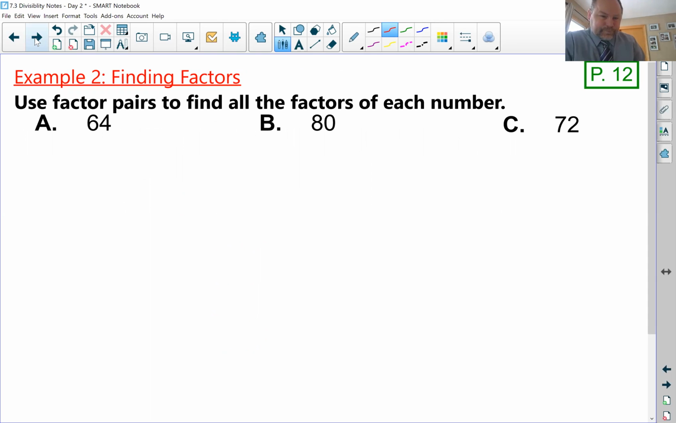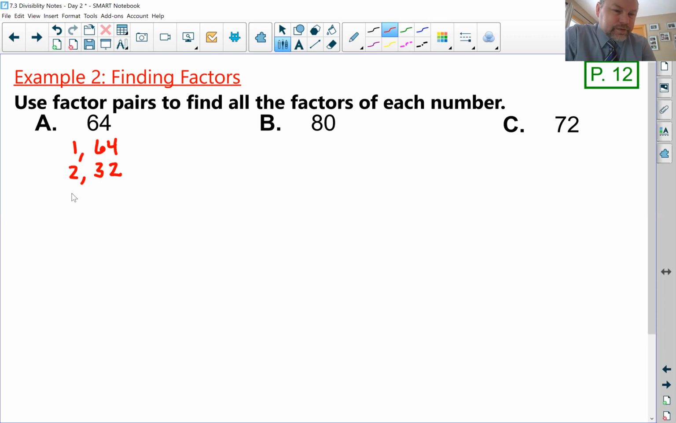So finding all of the factors, I would do it very similar to that example. I always write it separated by a comma. So 1 and 64. 2 is going to work because it's even. 2 and 32. So I check 3. If I add 6 plus 4, that's 10. 10 is not evenly divisible by 3, so 3 is not going to be a factor.